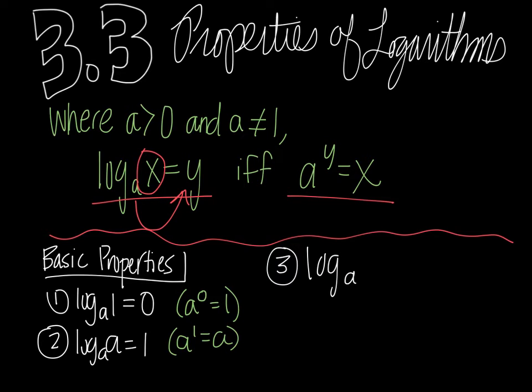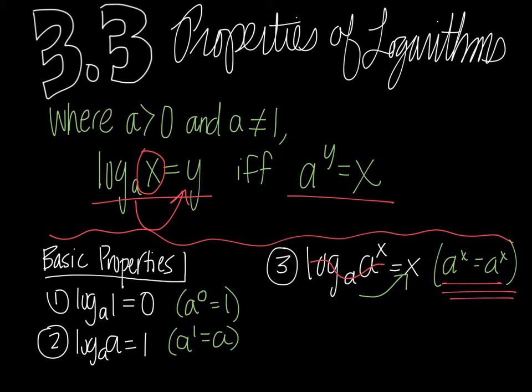Log base a of a to the x power equals x. Well, again, we can think about this if we write it in exponential terms. If I move that base over here, a to the x equals a to the x. So some people kind of like to think of it as, if you have log base a of a, basically that cancels out and you just get x. Which is kind of true. I mean, it does equal x, but the reason it equals x is because of this over here.